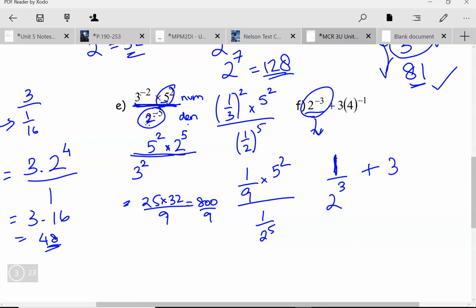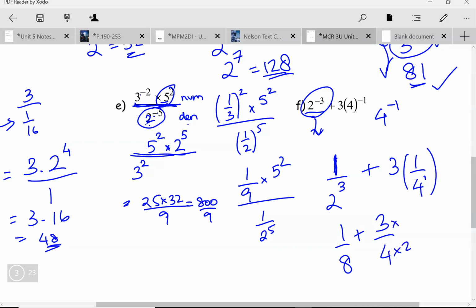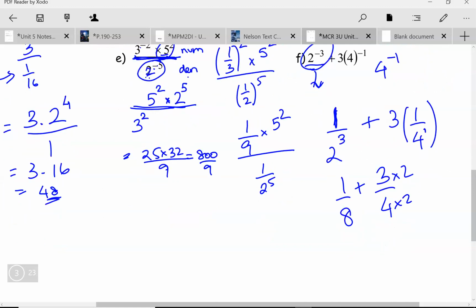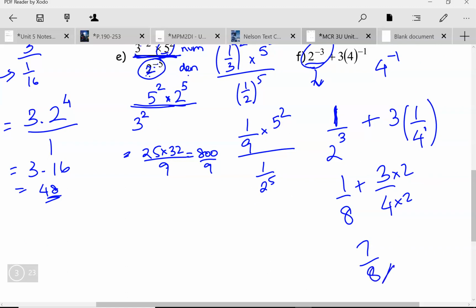Then 3 and then 4 to the power of negative 1. 4 is in the numerator here. I'm going to move 4 to the denominator and change the power to a positive 1. So that's 1 over 8 plus 3 over 4 times 2, which gives me 6 plus 1 is 7 over 8.